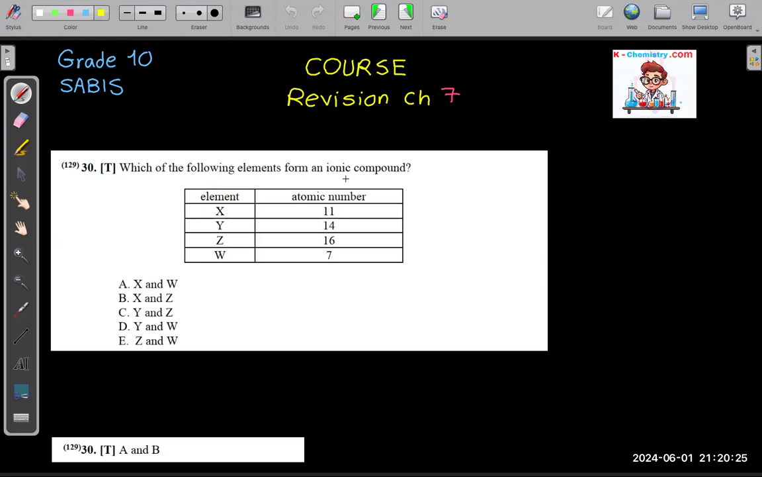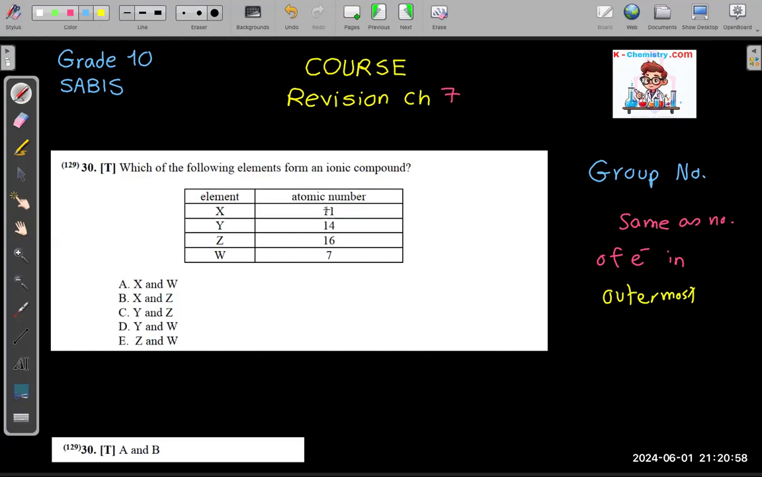Which of the following forms an ionic bond? It is the same thing, mister, but this time he doesn't tell me the group number. I should know the group number by myself. He doesn't tell me if it is from group 1, 2 or 3. How do I know the group number? I have a secret key. The group number is the same as the number of electrons in which shell? Innermost or outermost? Outermost.